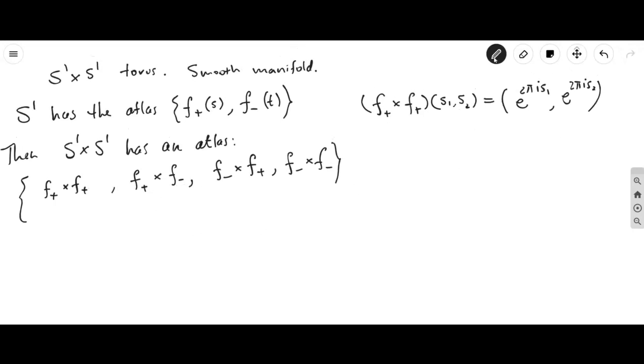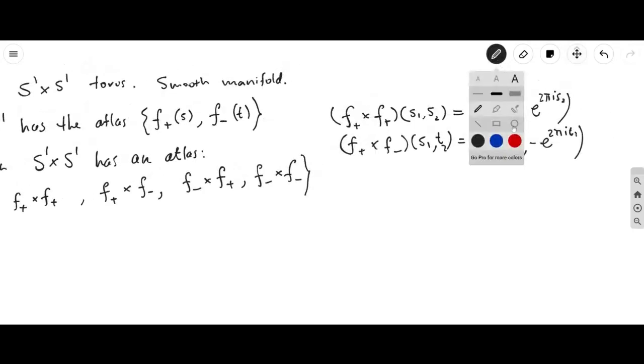And then this one over here, f plus times f minus, that would be the function... We need to come up with a pair of variables to describe the function so that we can talk about which of the four coordinate systems we're going to be using. So let's say this is the coordinate system denoted by s1 comma t2, and that's going to be the f plus function, so that's e to the 2 pi i s1, and the f minus function, which was the function negative e to the 2 pi i t2.